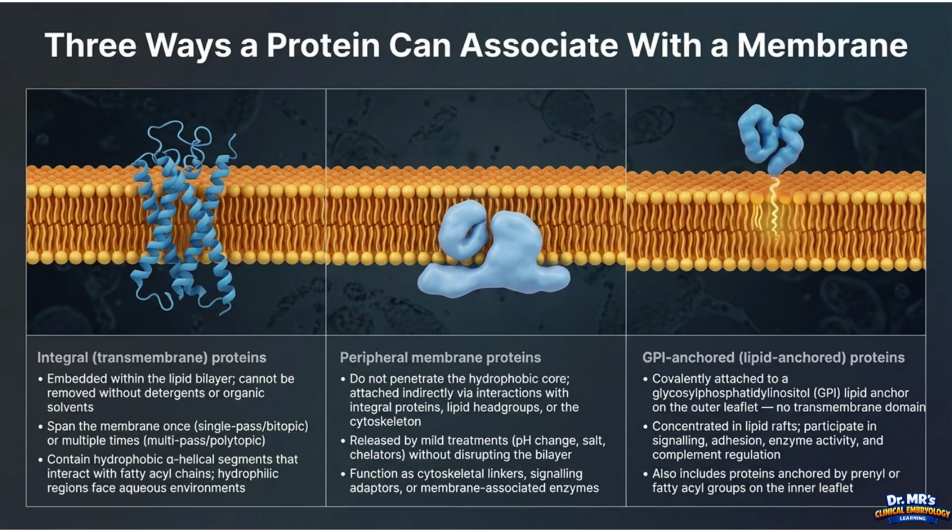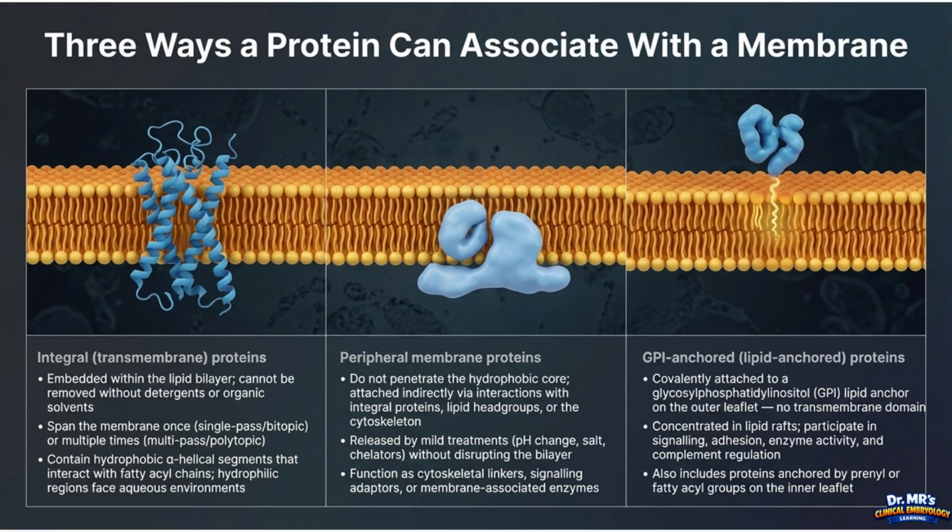Examples you will encounter throughout this course include ion channels, glucose transporters, hormone receptors, and the sodium-potassium pump, all integral proteins. The second class is peripheral membrane proteins. These do not penetrate the hydrophobic core at all. Instead, they attach to the membrane surface through electrostatic interactions with lipid head groups, hydrogen bonding with other proteins, or physical association with the cytoskeleton on the cytoplasmic face.